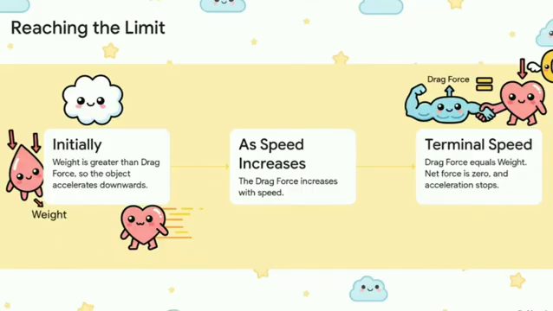Let's break that down for a second. At first, when the object isn't moving very fast, gravity is the clear winner, and the object speeds up. But as its speed increases, that drag force fights back harder and harder, creating this epic tug of war. And then you get to this critical moment where the drag force has grown so much that it's exactly equal to the force of gravity. The tug of war is a draw, the forces are perfectly balanced, the net force is zero, and the object stops accelerating. It's still falling, for sure, but now it's falling at a constant speed.